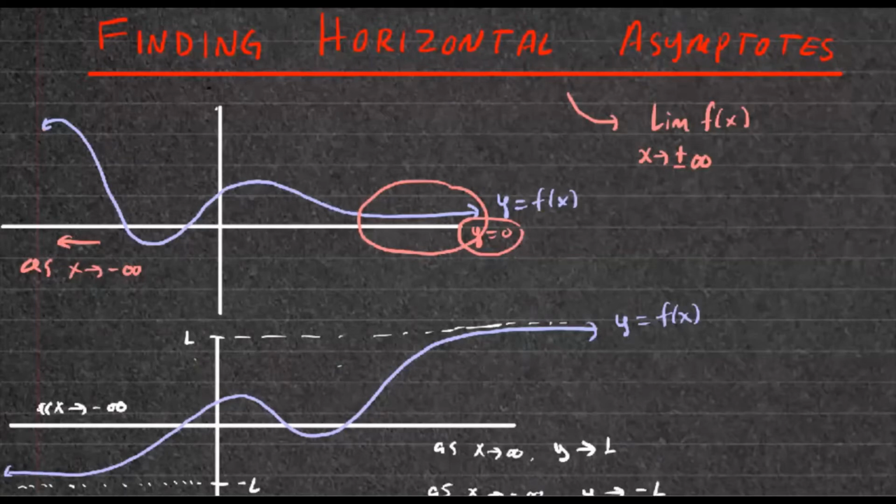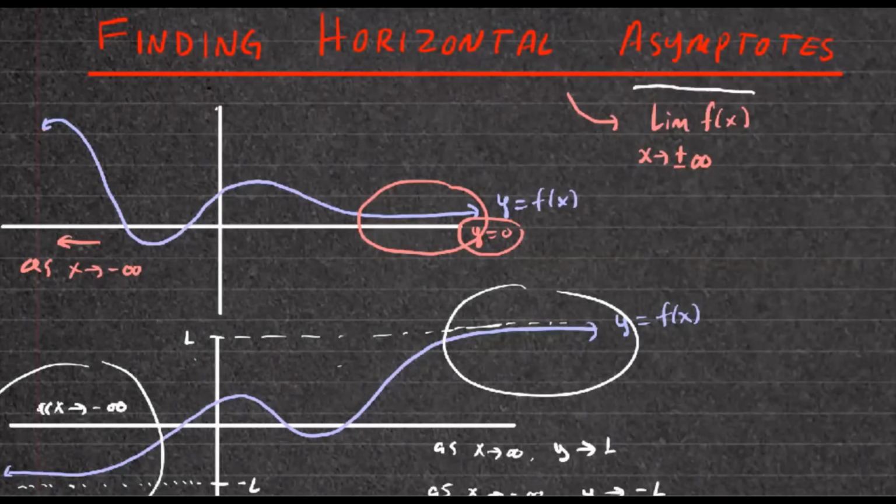So we can identify horizontal asymptotes by taking the limit of a function as x goes to infinity or negative infinity. This will be the definition for finding horizontal asymptotes. Now let me write down a more precise definition of it.